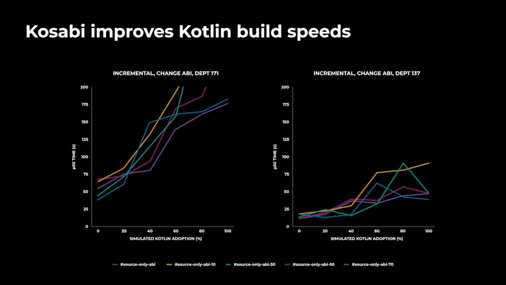So these two graphs describe Kosabi's impact on Kotlin build speeds. So again, we have percent lines of code in Kotlin on the x-axis and time spent compiling on the y-axis. The graph on the left is for all critical paths of 171, and then the graph on the right is a critical path of 137, so it's a bit shorter. The blue line on both graphs has the least amount of source-only ABI and the most amount of class-only ABI. The purple line for both graphs is the greatest amount of source-only ABI.